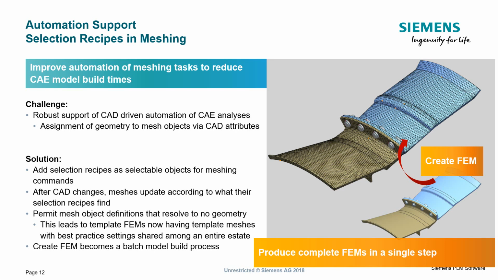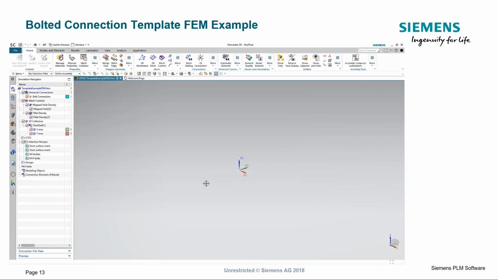So in using selection recipes, we can create a template FEM which would be able to select certain bodies with certain attributes in order to create certain meshes on those bodies, as well as certain loads on certain edges or faces based on attributes or bounding volumes.